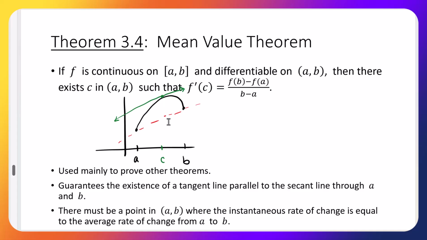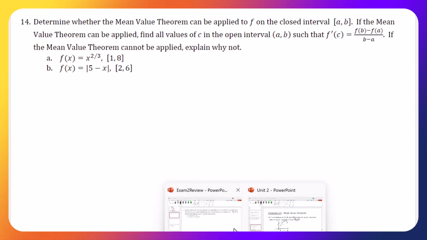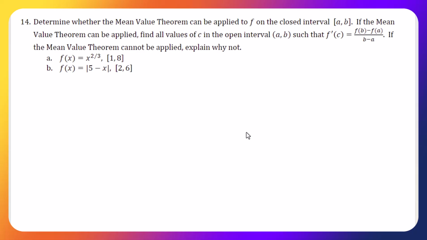mean value theorem. So here we want to make sure that our function is continuous on [a, b] and differentiable on (a, b). So if we look back to that first one that we were looking at here on A, f of x is equal to x to the power of 2/3. This is going to fit that bill. So let's go ahead and find our derivative. So f prime of x.